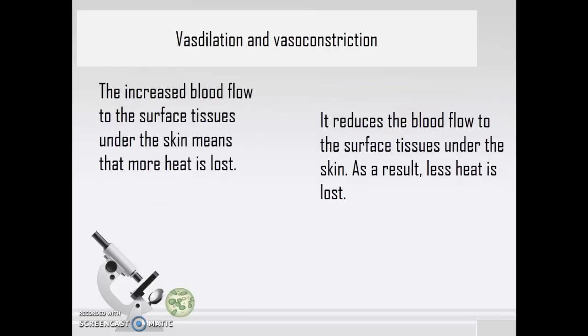When it comes to vasodilation, the increased blood flow to the surface tissues and the skin means that more heat is lost. This maintains homeostasis and keeps our body temperature at 37 degrees centigrade, because if it goes up or down, it would be fatal for us. And when it comes to vasoconstriction during winters, it reduces the blood flow to the surface tissue under the skin. As a result, less heat is lost. That is how both of them interact with one another. So that's it. Thank you so much.